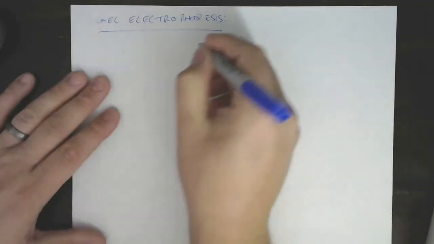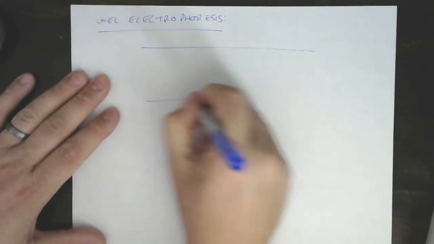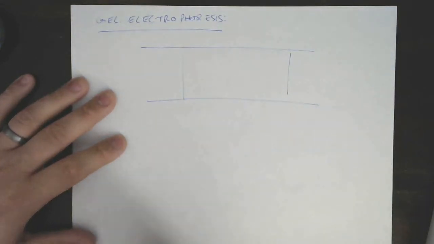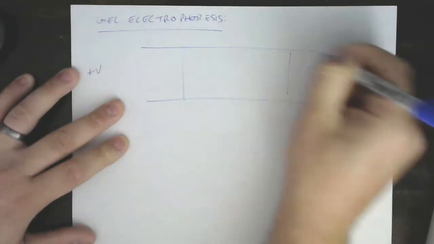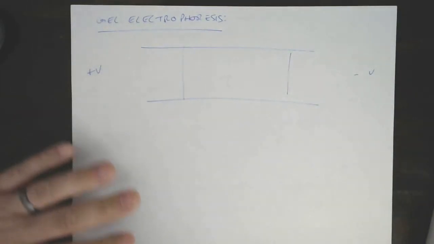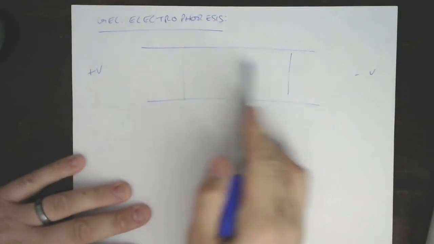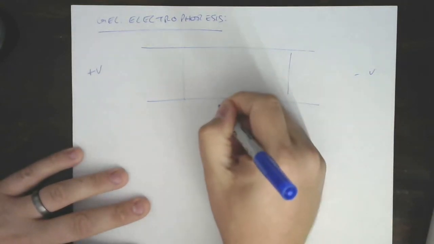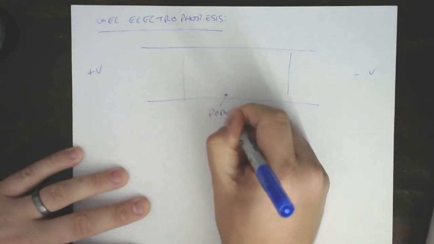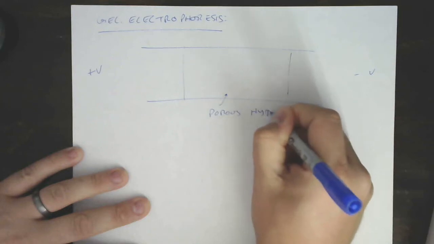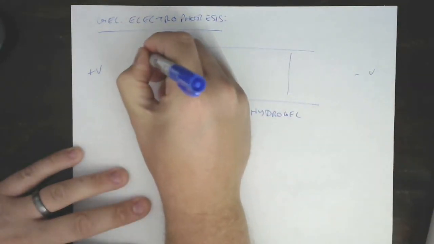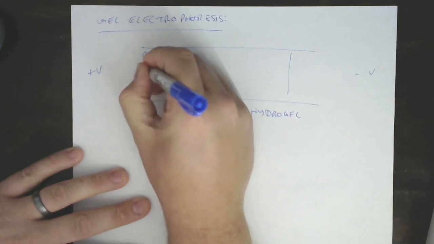So gel electrophoresis, let's draw some kind of electrophoresis. It looks like a capillary, at least in this example. It doesn't have to be a capillary. We'll learn a little bit later. We're going to apply some potential here. And this region that I've drawn here, this is a porous hydrogel material. So we're going to have some molecules of varying size.